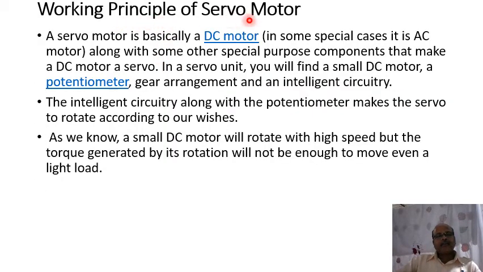Then next is the working principle of a servo motor. A servo motor is basically a DC motor. In some special cases, it is an AC motor, along with some other special purpose components that make a DC motor a servo. In a servo unit, you will find a small DC motor, a potentiometer, a gear arrangement, and intelligent circuitry. The intelligent circuitry along with the potentiometer makes the servo rotate according to our wishes. As we know, a small DC motor will rotate at high speed, but the torque generated by its rotation will not be enough to move even a light load.